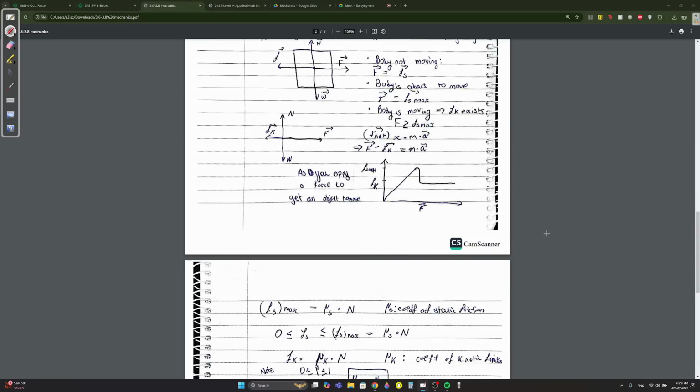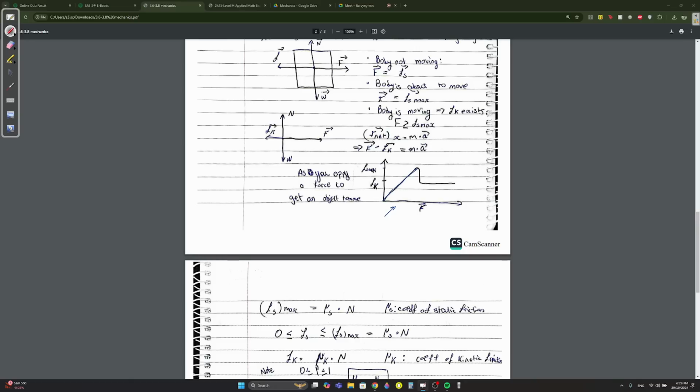You should know this. F net x is F minus Fk equals ma, as you apply force to an object. So this is just a graph. Basically, the more force you apply, the more static friction there is.